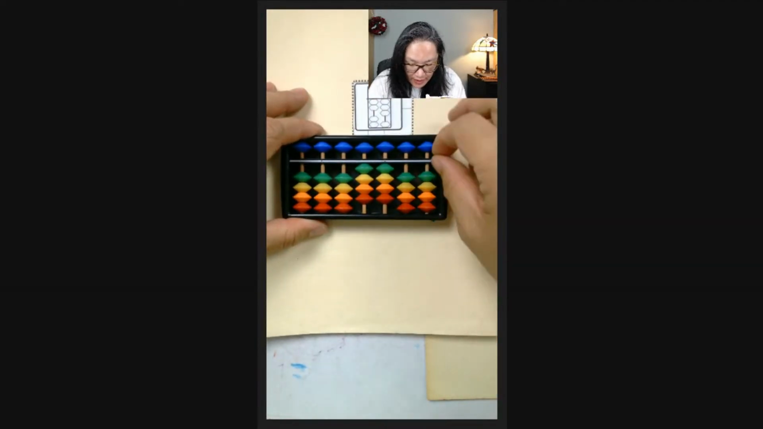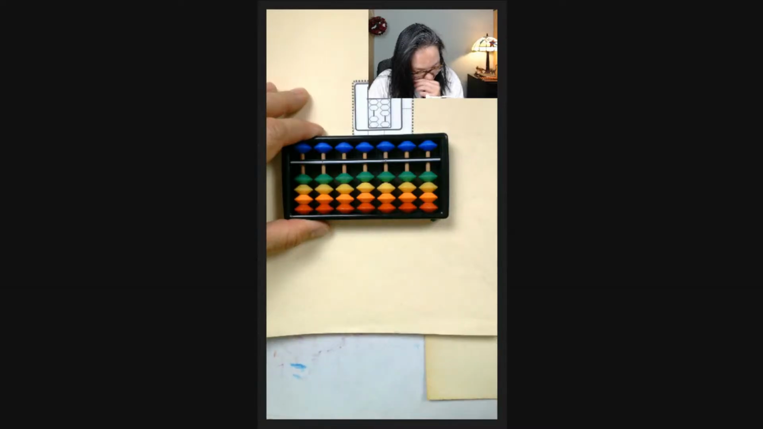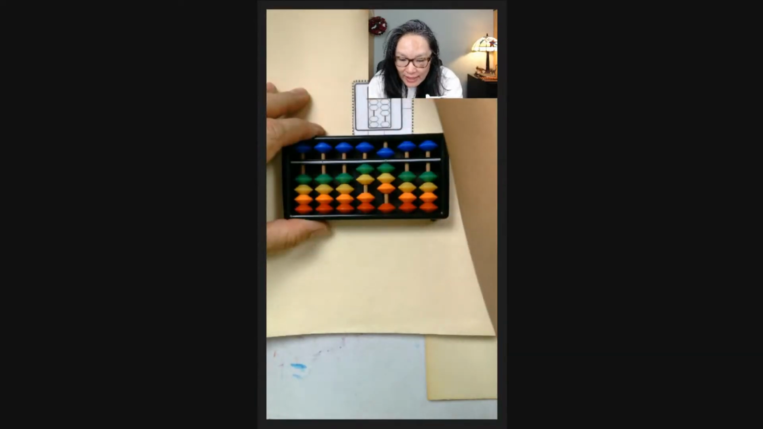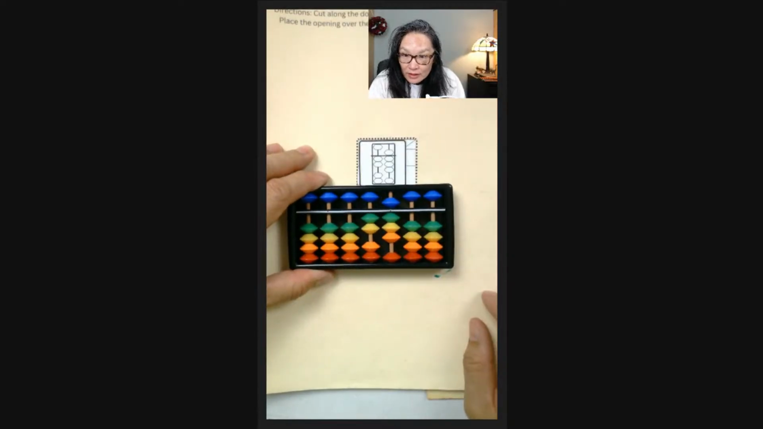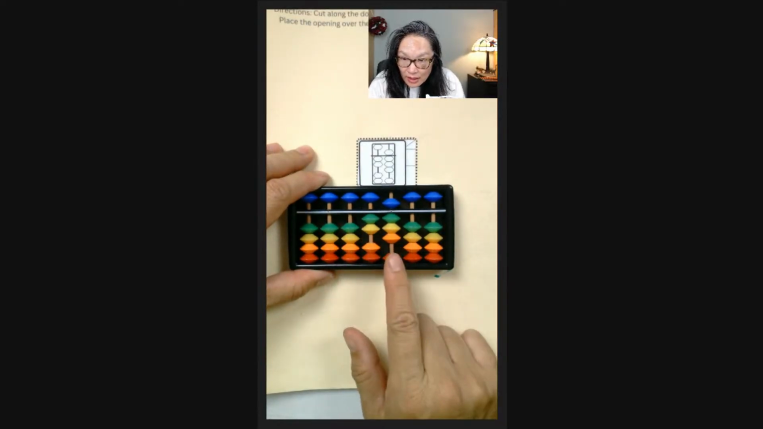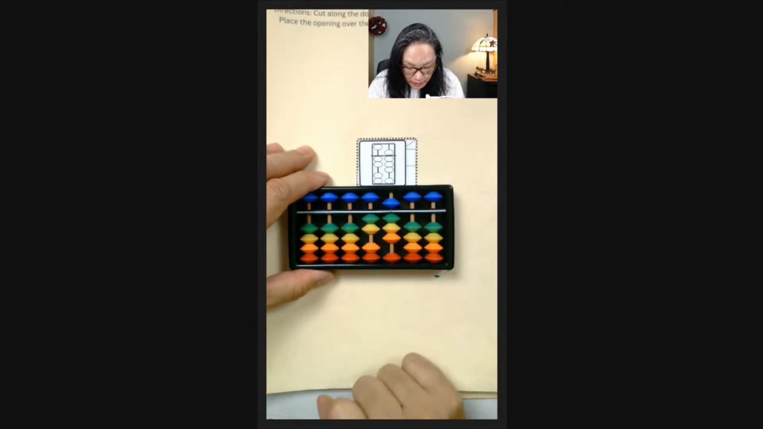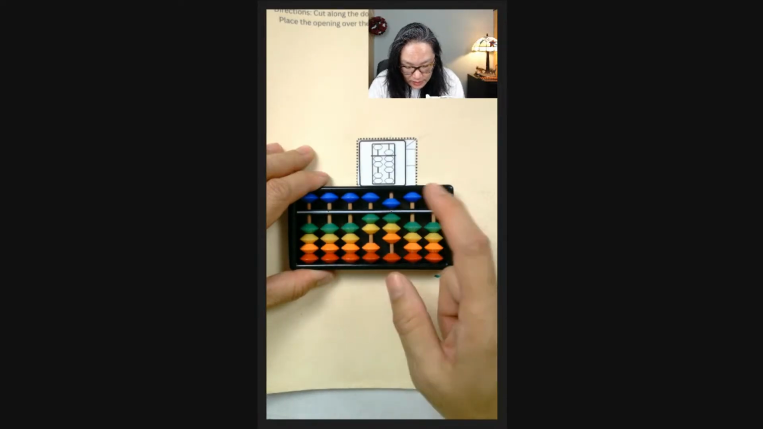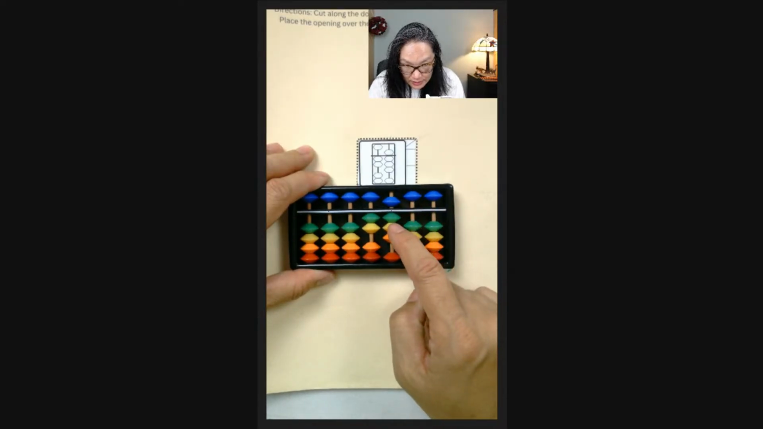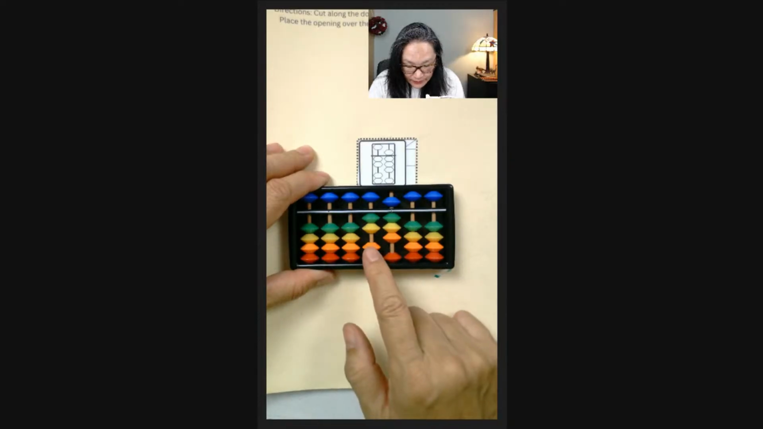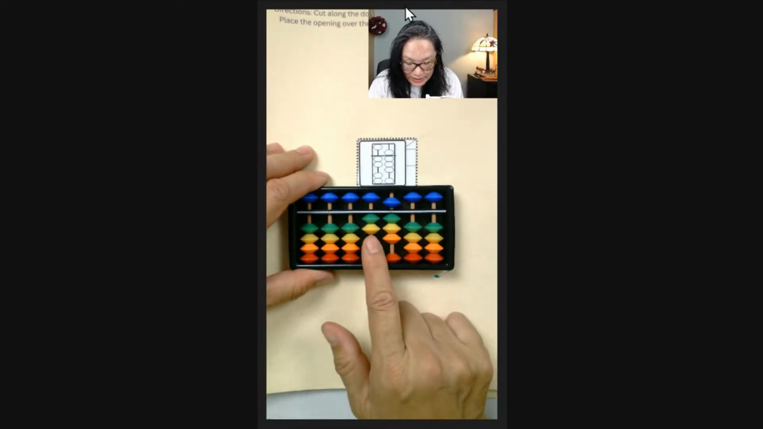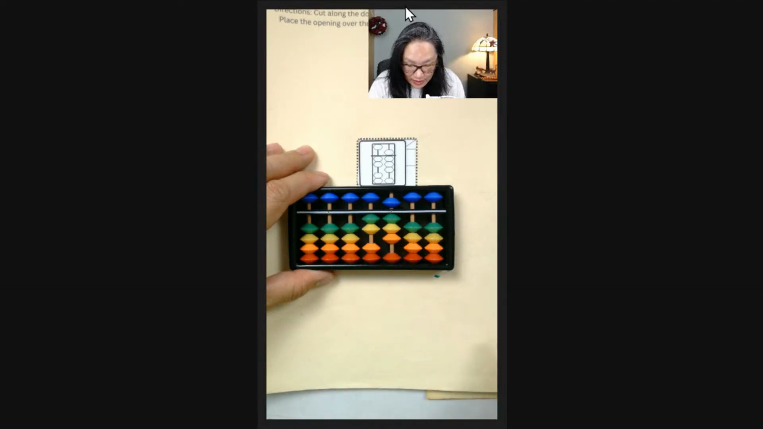Good. So then we have our tens and our ones. Oh, you can't see that. Sorry. There we go. We have our tens, there's 2 here, and then we have our ones, 5, 6, 7, 8. So what we're doing is we're just learning how to read the abacus. Yes, 28. Thank you, Kimber. Thank you, Queen.